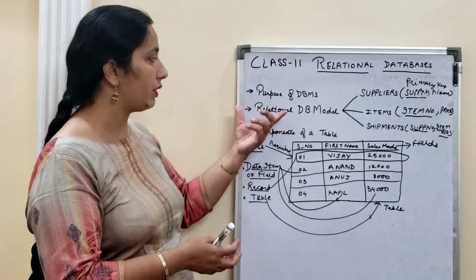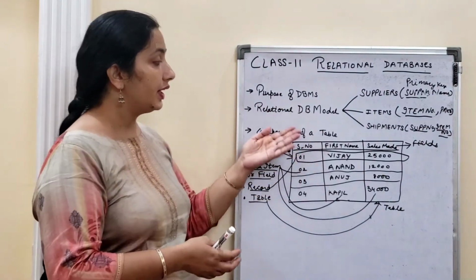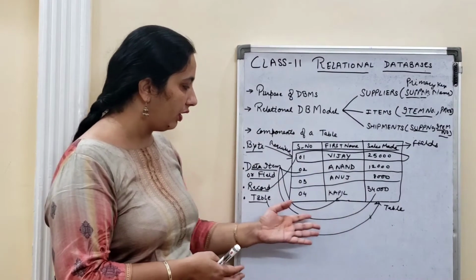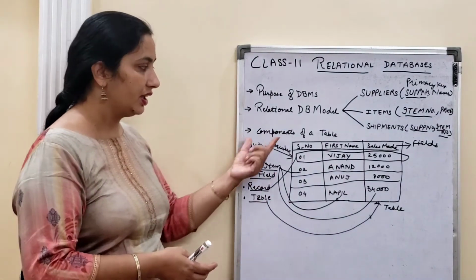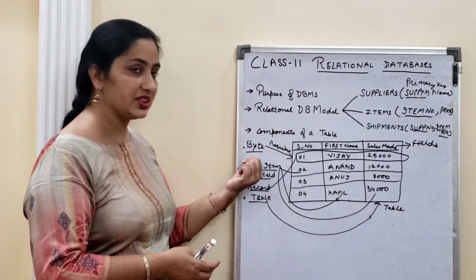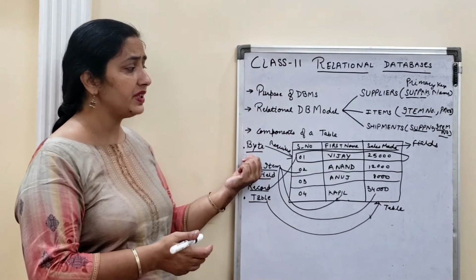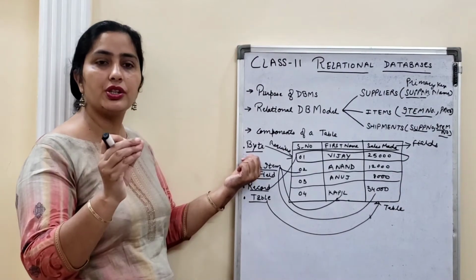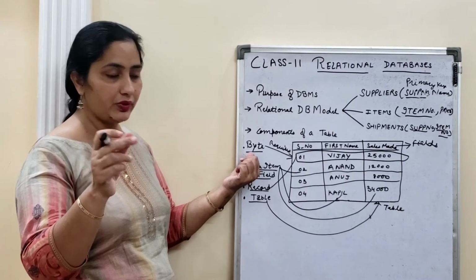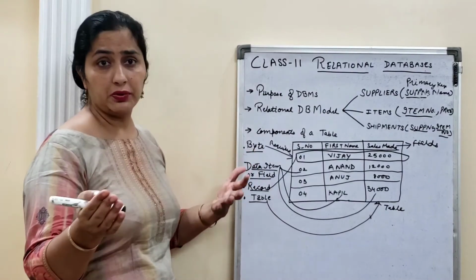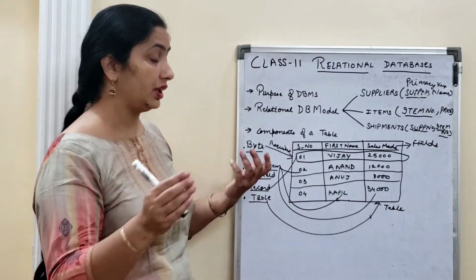When we are talking about a relational database model, a table should have all these components. Here you can see the components of a table. Here you can see the byte. Byte means a combination of 8 bits. About bits 0 and 1, I have explained in my last video.